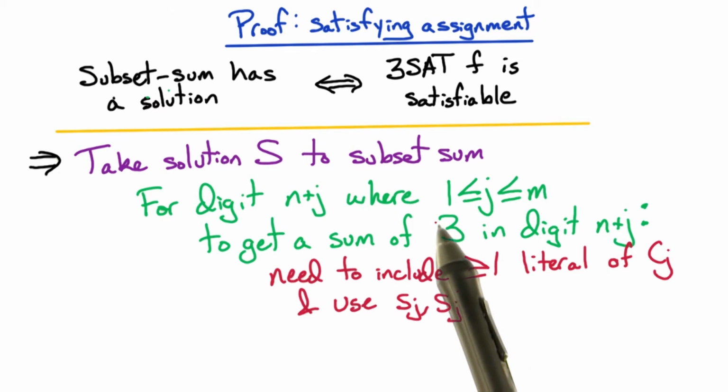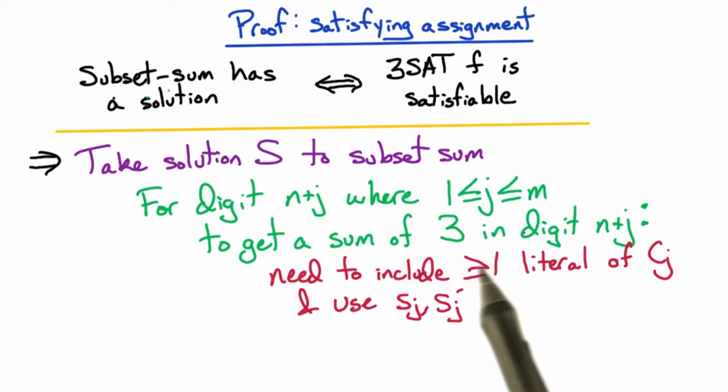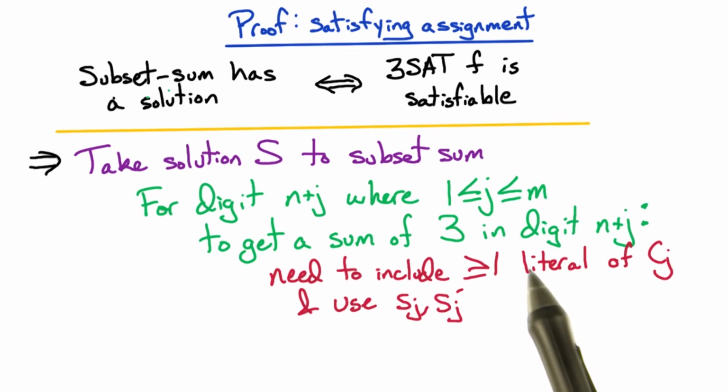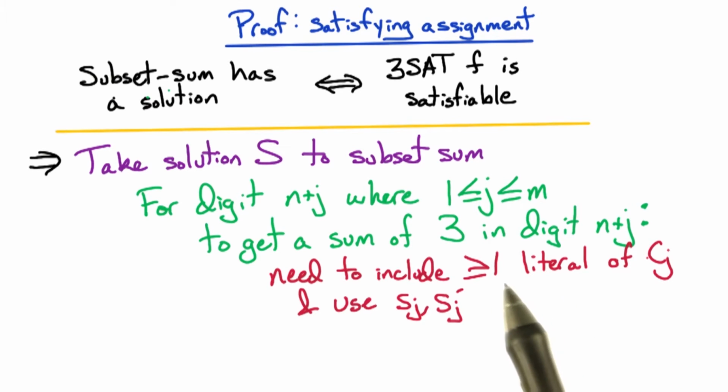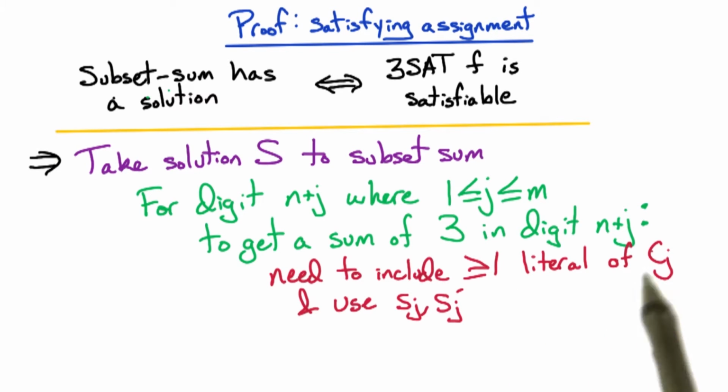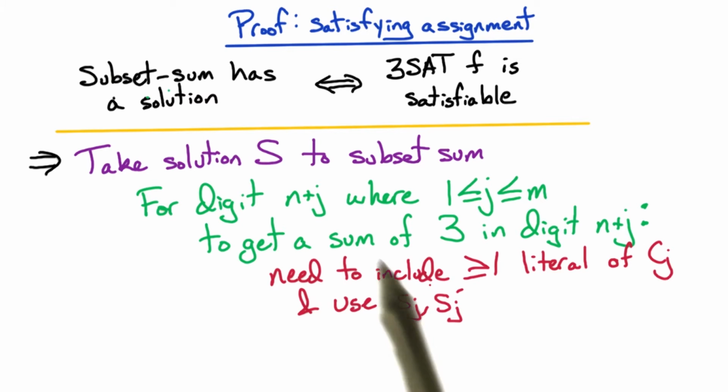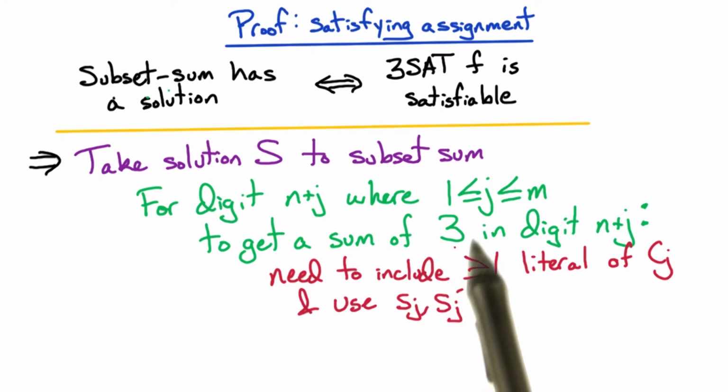In order to get a sum of 3 in digit n plus j, we have to include at least one of the numbers corresponding to the literals appearing in clause cj. If we satisfy exactly one literal in cj, then we use both sj and sj prime as buffer numbers, and then we get a sum of 3. If we satisfy exactly two literals in this clause, then we either include sj or sj prime in our subset S, and that gives us a sum of 3.